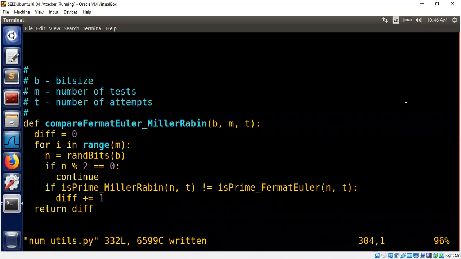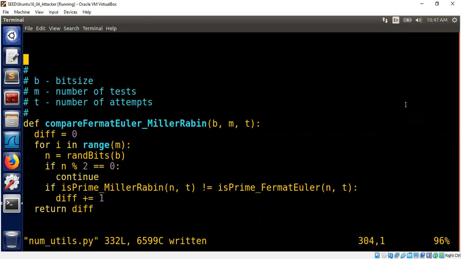Hello, welcome back. In this segment, I will quickly compare Fermat-Euler and Miller-Rabin algorithms. By comparison, I mean I wanted to figure out whether there are any composite numbers that are declared as primes by Fermat-Euler but declared as composite by Miller-Rabin, or vice versa. Any difference, basically.